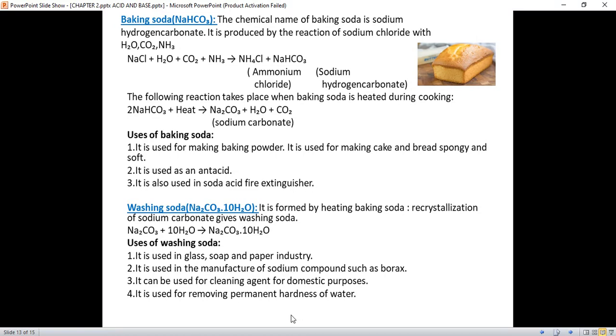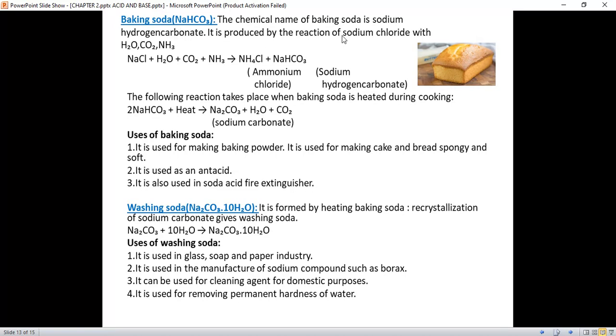Now we'll read about baking soda. What is the formula of baking soda? NaHCO3. And what is the chemical name of this baking soda? Sodium hydrogen carbonate. Now we'll see how it is prepared. You should remember the common name, the chemical name, and the formula of baking soda.